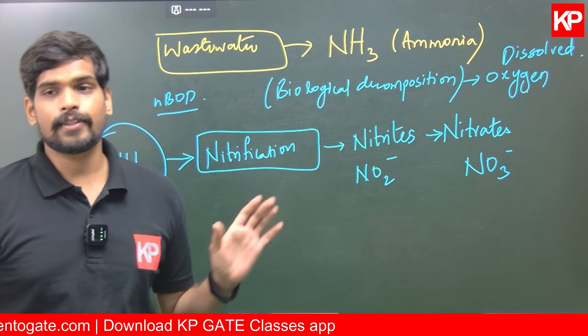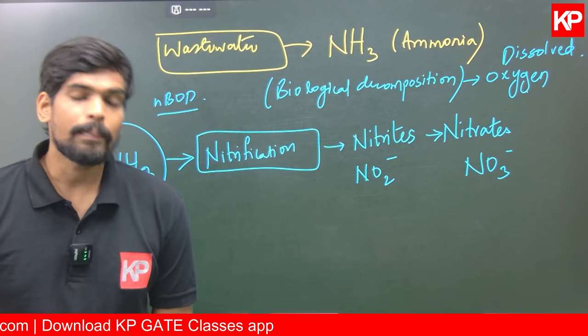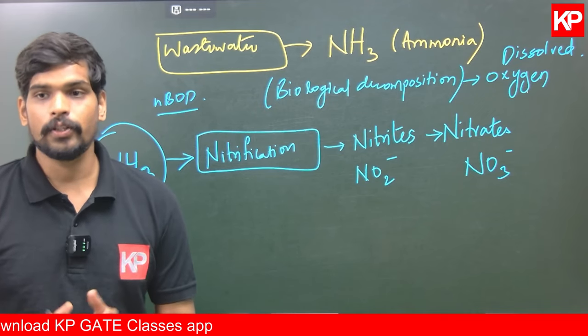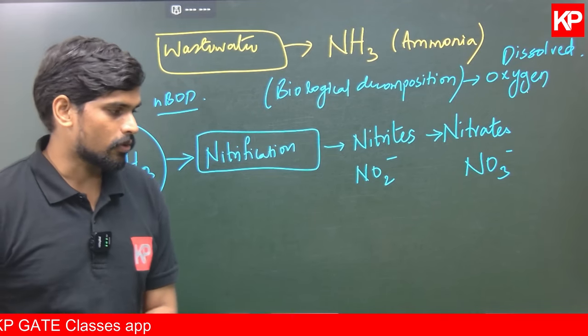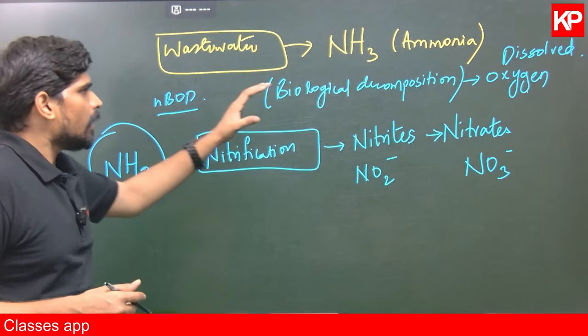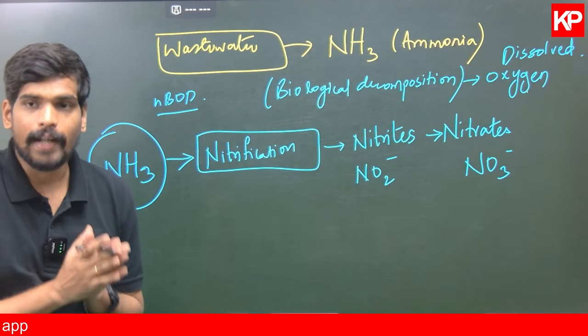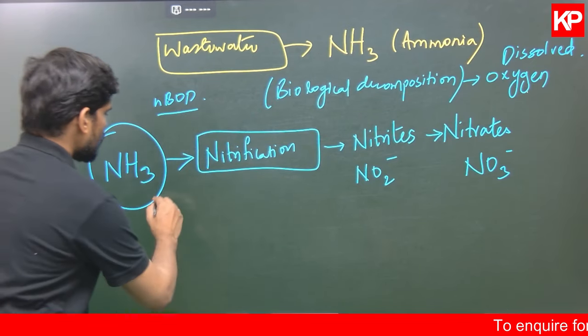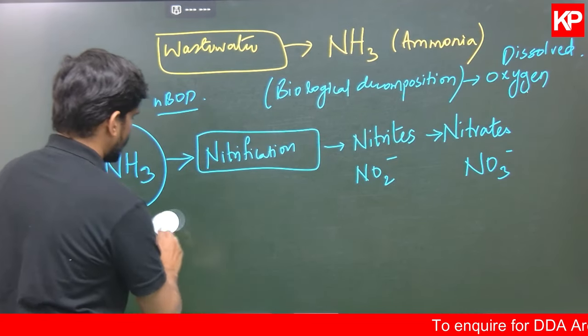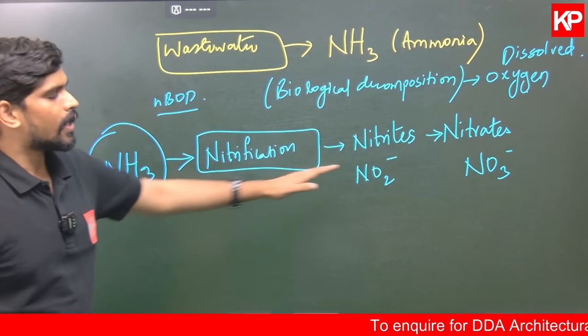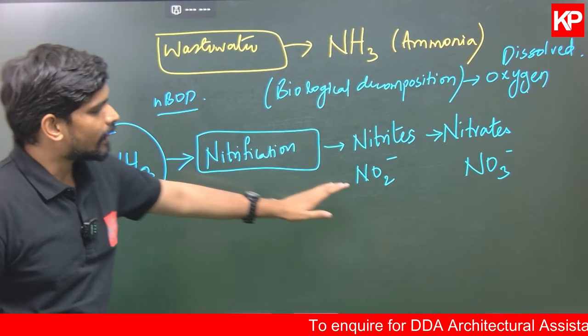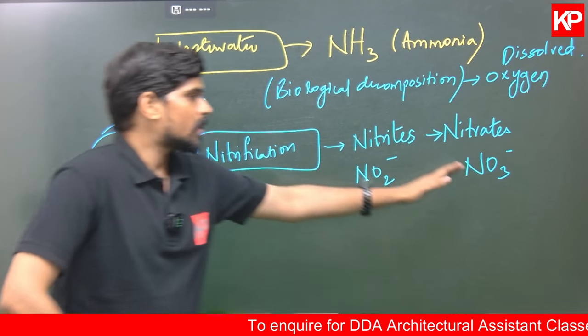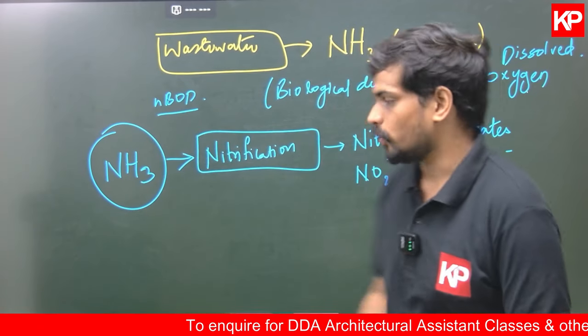Questions have been asked from the in-depth process in the past in various competitive exams, including UPSC also. We'll solve some practice questions also towards the end. To just give you an idea, biological decomposition of nitrogen-based waste, mainly ammonia, happens in two steps. It is nitrification, and after nitrification, you have denitrification. In the process of nitrification, there are two steps again. Ammonia is converted into nitrites, NO2-, which are in turn converted into nitrates, that is NO3-.